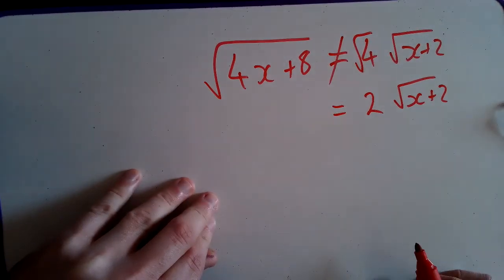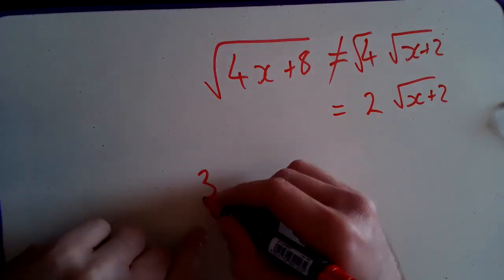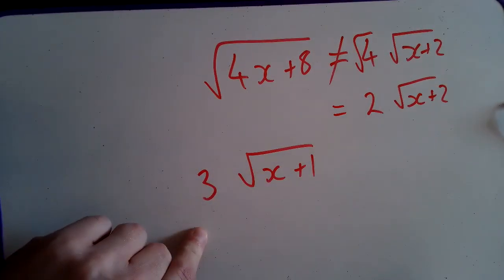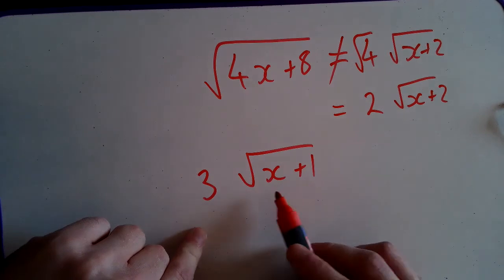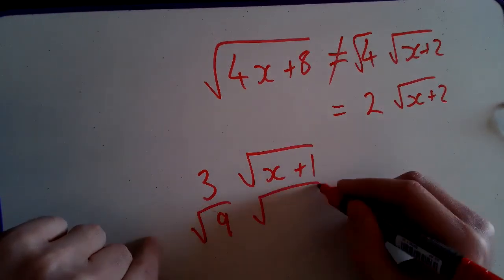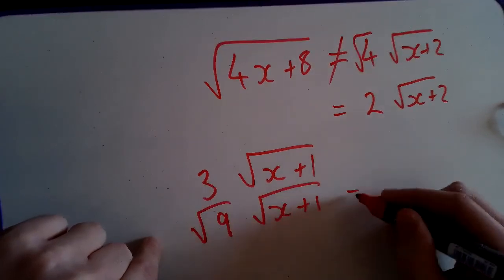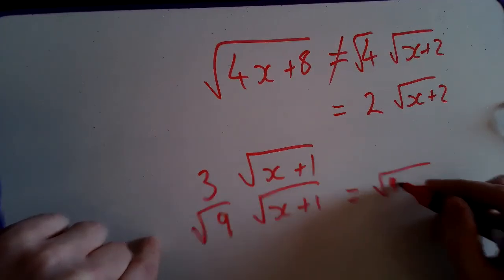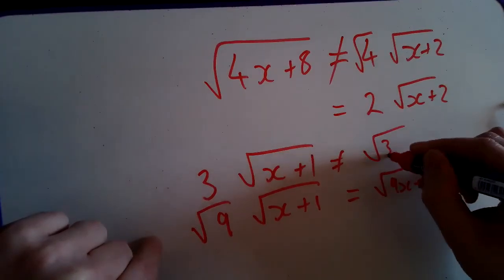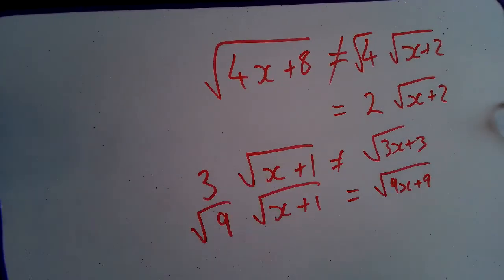That works. And similarly, if I have a number in front of a square root, so let's do 3 root x plus 1, if I want to take that 3 inside, I'll need to write that as a square root. So I need to write that as root 9 times root x plus 1. Now I can expand it to root 9x plus 9. I can't take the 3 inside and do 3x plus 3. That doesn't work.